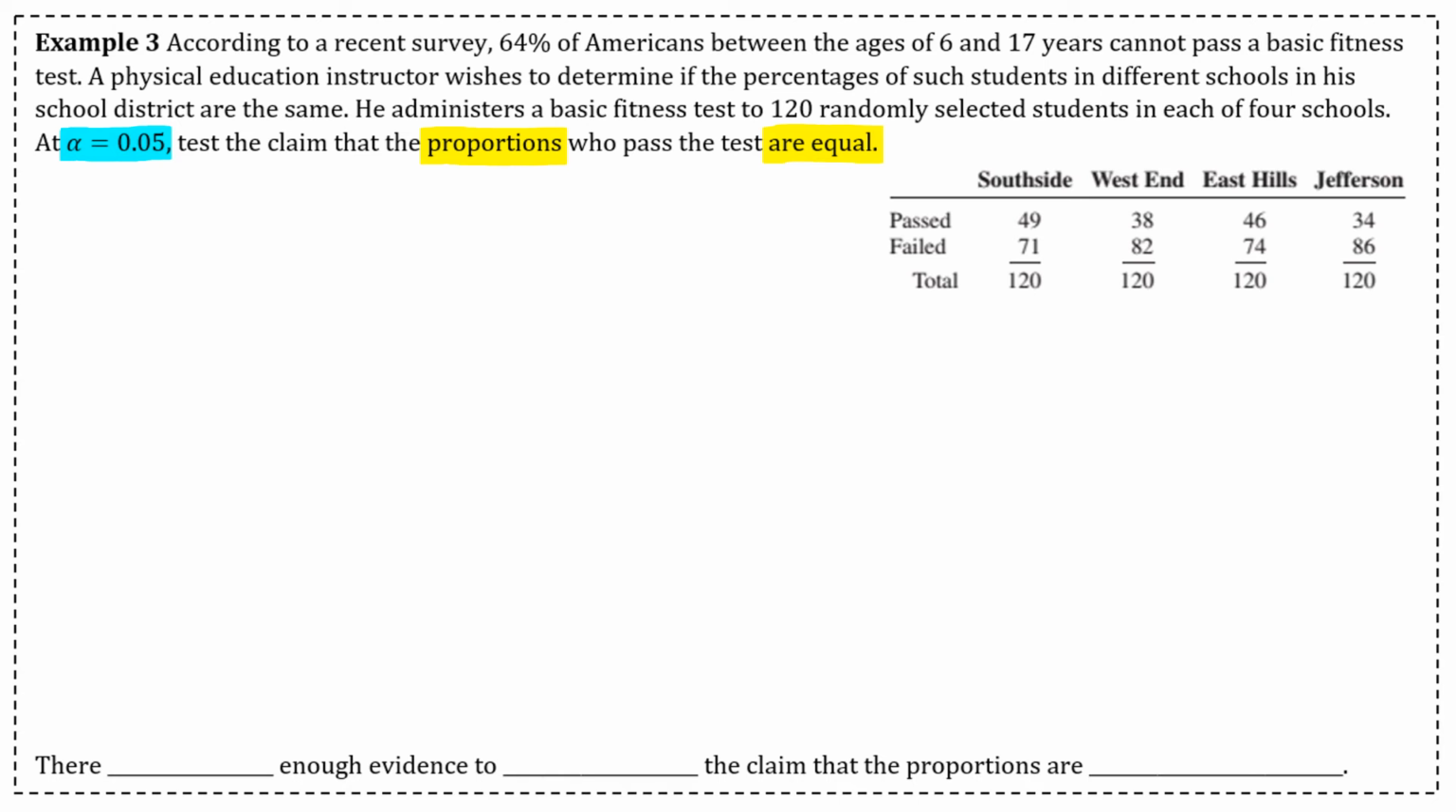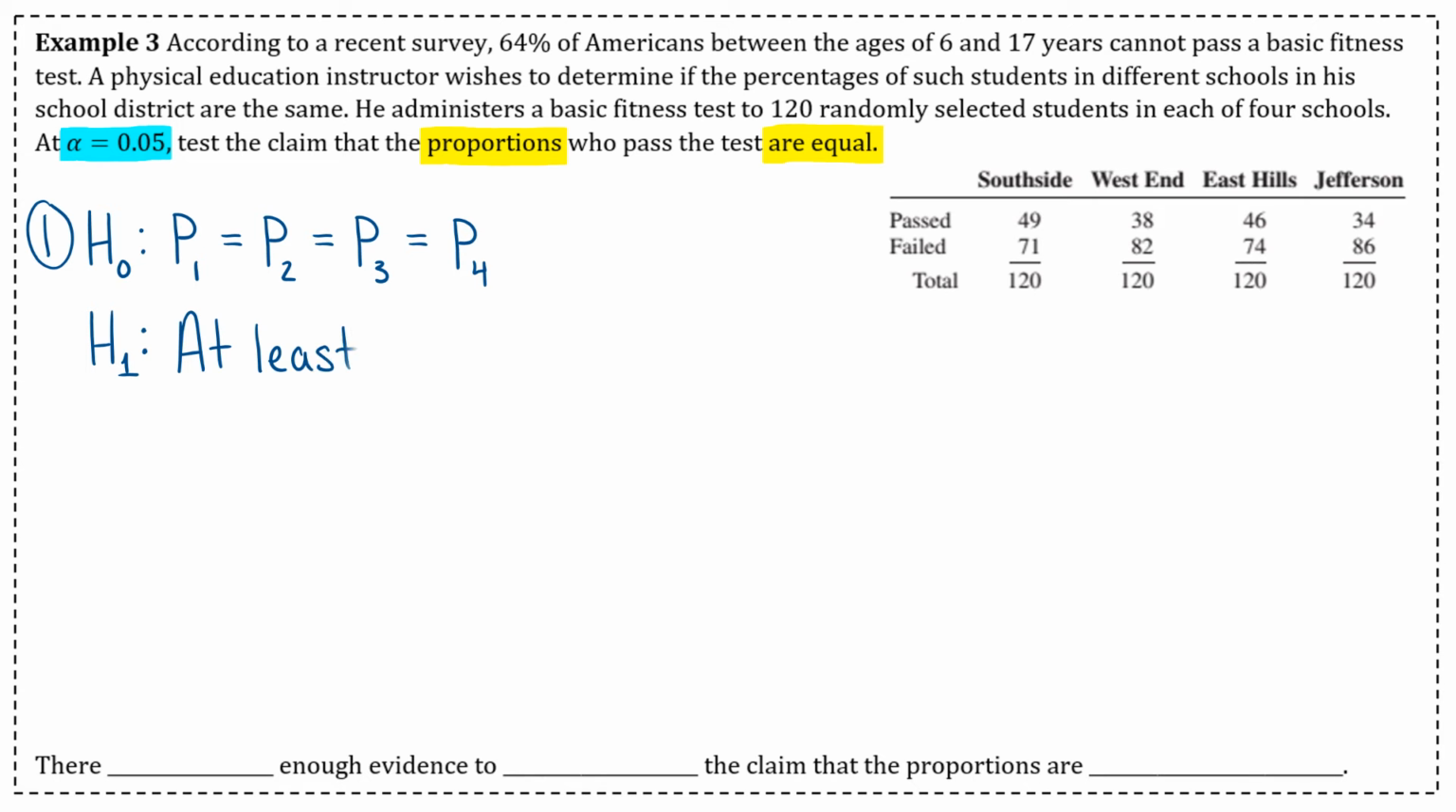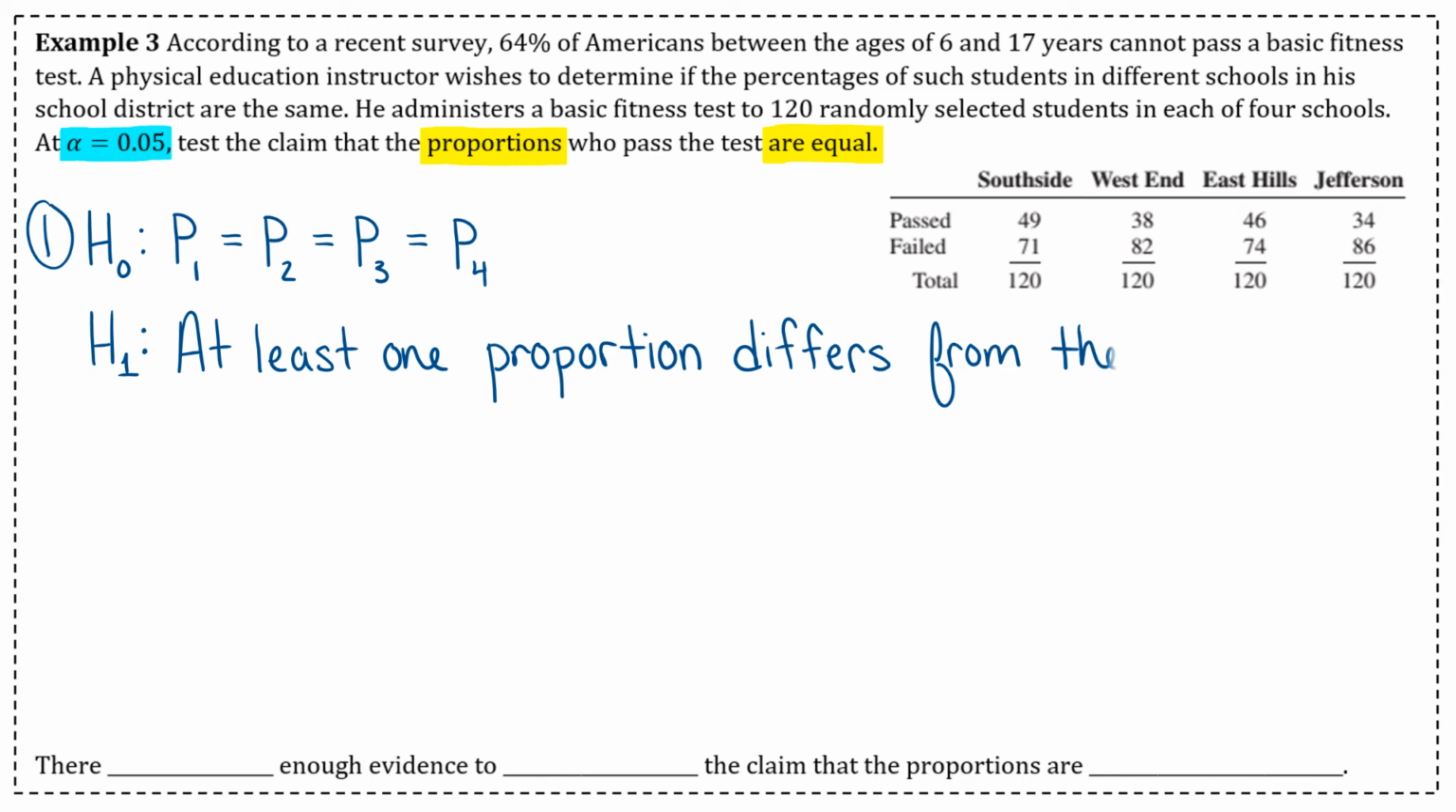Okay, so your hypotheses, let's do step 1. For H naught, since we're talking about 4 schools, we're talking about 4 proportions. So we're just going to say that P1 equals P2 equals P3 equals P4. And then for the alternative, it's going to be that statement that we just wrote. So we're going to say that at least one proportion differs from the others. And then let's see. For this question, the claim is that the proportions are equal. So I'm going to state that H naught is the claim.